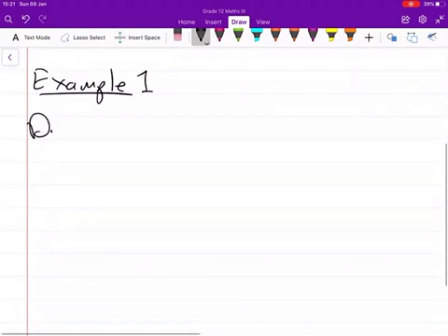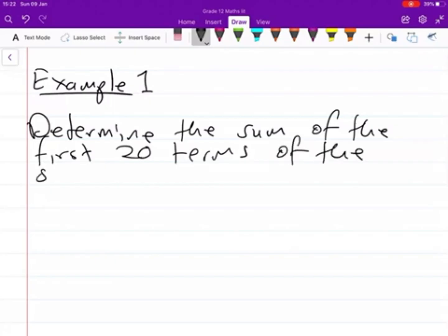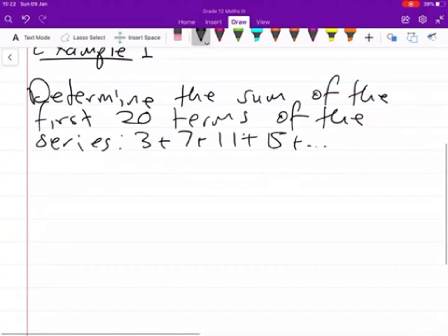We will say: determine the sum of the first 20 terms of the series 3 plus 7 plus 11 plus 15, and so on. Solution.